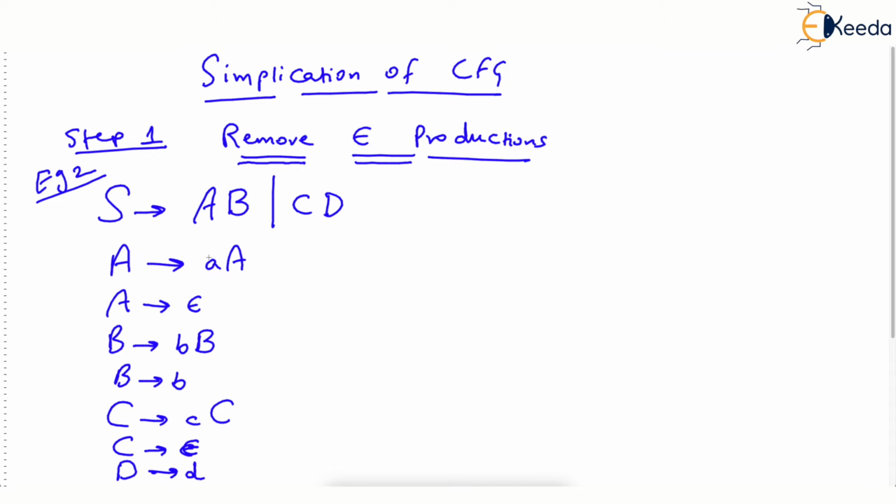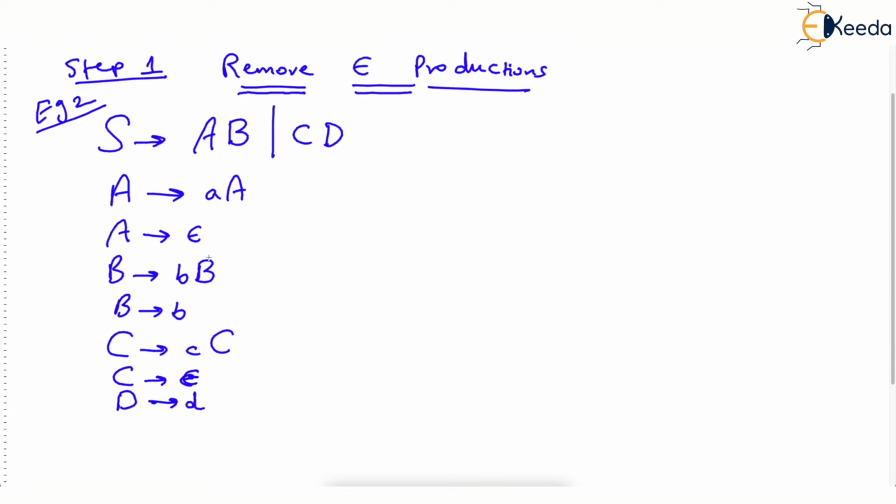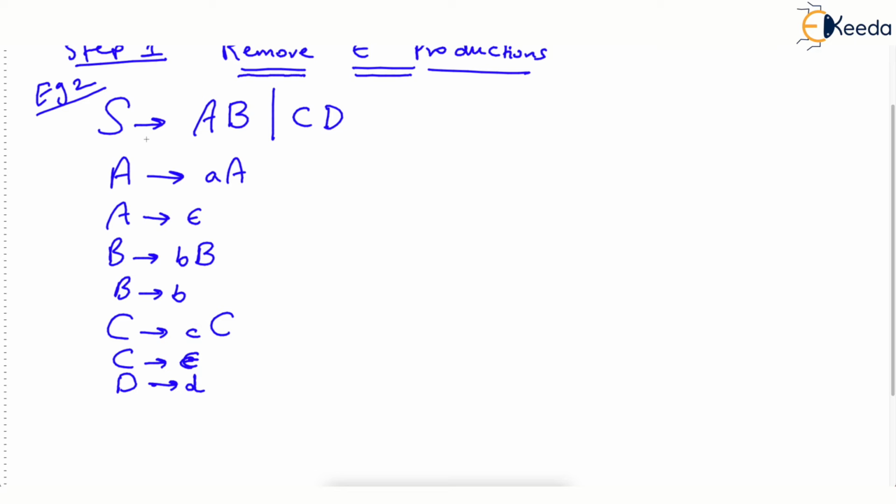Now, how many non-terminals are there in this grammar? Spot out, there are 4 non-terminals, S, A, B, C, D. I'm sorry, 5 non-terminals, S, A, B, C, D. Now, out of this, which are nullable, which produce epsilon on the right hand side? Clearly observe, A derives epsilon. So, as far as nullable non-terminals are concerned, we got A as nullable, okay.